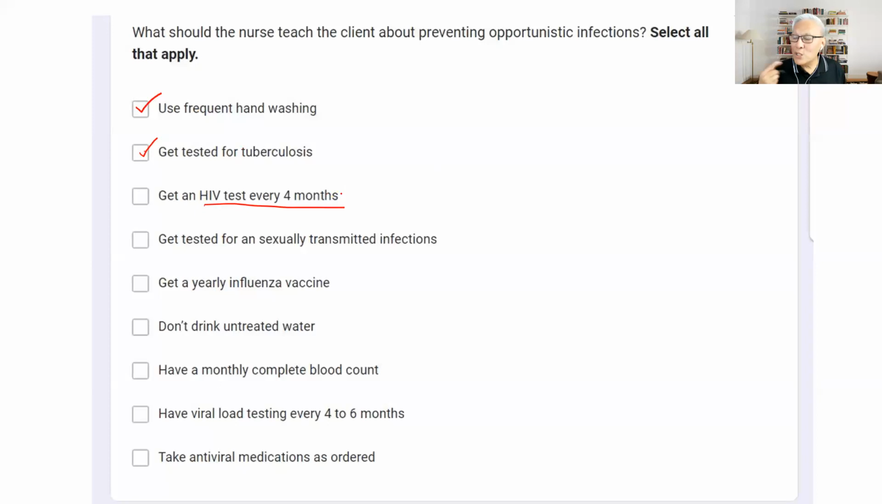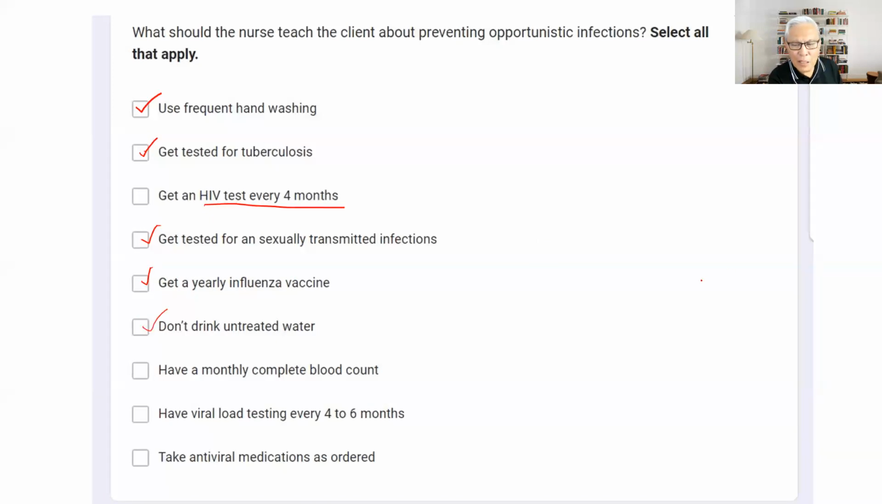So what needs to be done actually is either your CD4 count or your viral load. Those have to be done periodically, but not HIV tests. So the CD4 count as well as the viral load is the one that's going to be done on a serial basis. Get tested for sexually transmitted diseases or infections. Obviously, that would be good. Get a yearly influenza vaccine. That also would be good. Don't drink untreated water. That's also good.